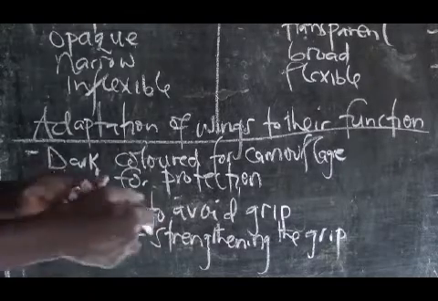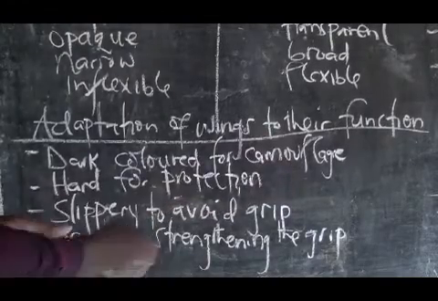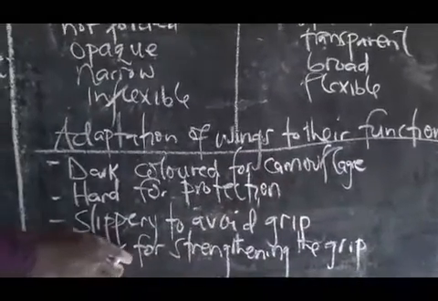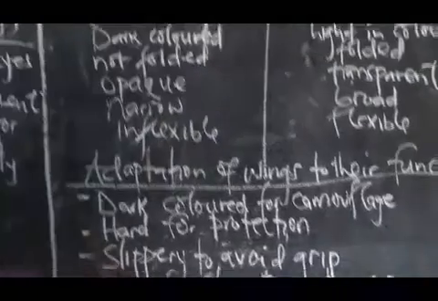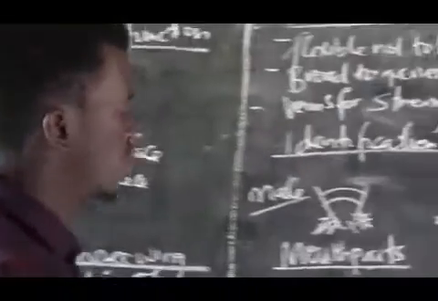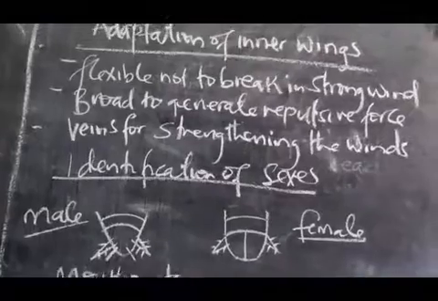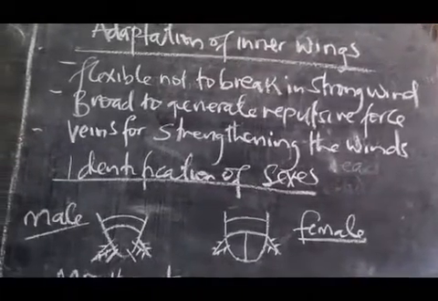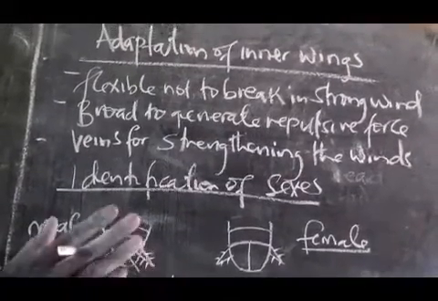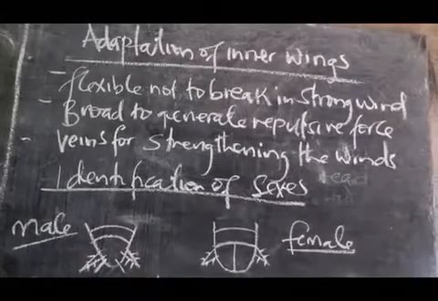And then it is slippery to escape from grip. When you're trying to hold it, it slides off. It's like oily, okay? Then it has veins for strengthening the wing. We also have adaptations of the inner wings to their function, and one is flexibility so that they do not break when there is strong wind. If it was brittle and there's strong wind, it can break, but since there's flexibility, it cannot easily break.